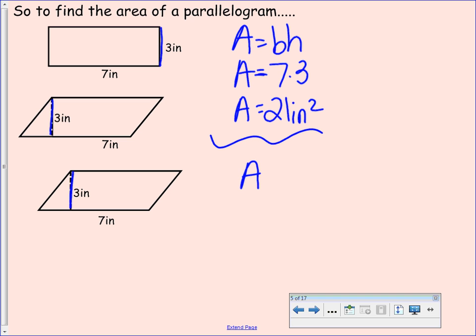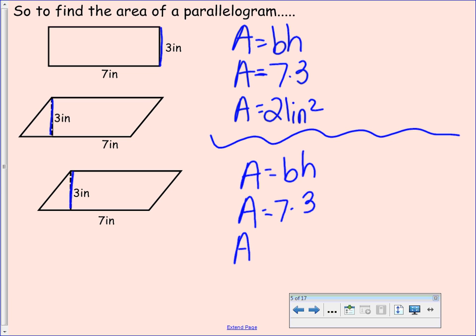So what am I going to do for my parallelogram? Area equals base times height, area equals 7 times 3, area equals 21 inches squared. So using our knowledge of rectangles, we can use that information to help us find the area of a parallelogram because they have the same area.